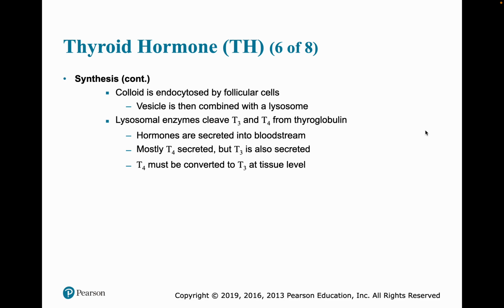At that point, the colloid is then endocytosed by follicular cells. The vesicles combine with a lysosome. The lysosomal enzymes cleave T3 and T4 from the thyroglobulin, and the hormones are secreted into the bloodstream. Mostly T4 is secreted, but also some T3. And at the tissue level, T4 must be converted to T3.